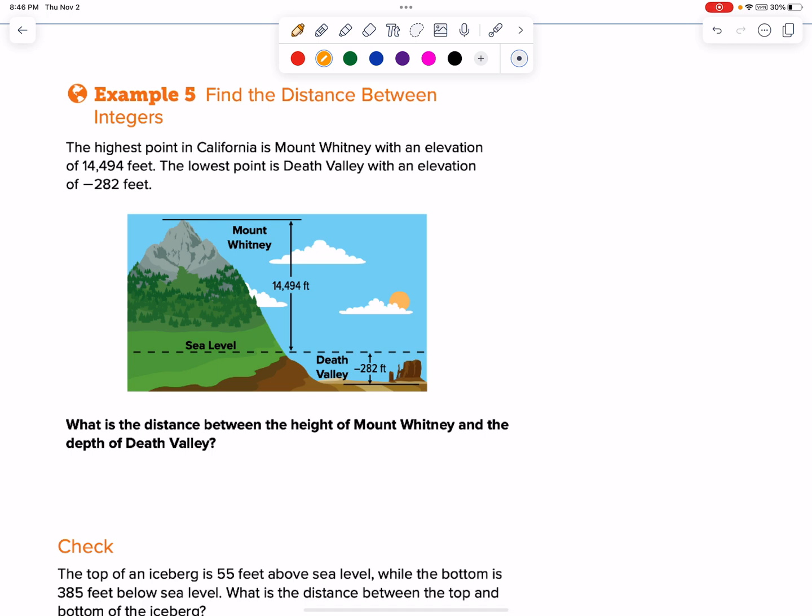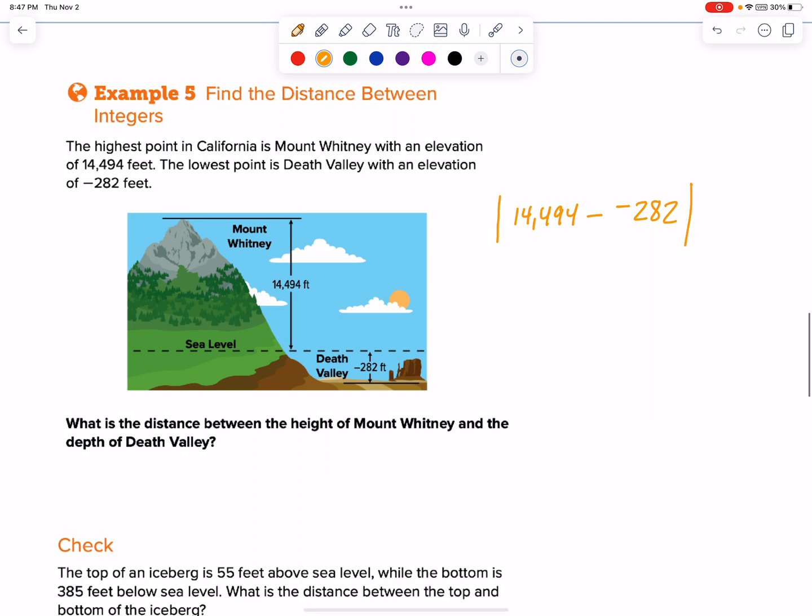So we know to do that with integers, we take the absolute value of the one number, which is a positive, minus Death Valley, which is -282. Okay, absolute value. Now, do we subtract? Nope. We go where? KFC. So keep, flip, change. Okay, so all those pieces there.